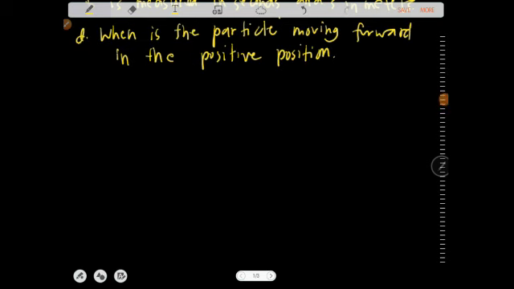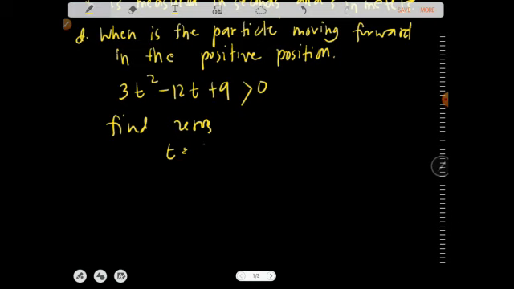Next question, when is the particle moving forward in the positive position? So in this case, you have to equate again the equation greater than 0. Kasi diba sa number line, yung positive value is greater than 0 while the negative value is less than 0. So this would equal 3t squared minus 12t plus 9 that is greater than 0. So find the zeros. Ayan, find zeros. And this will give us t, and t is equals to 1 and 3.